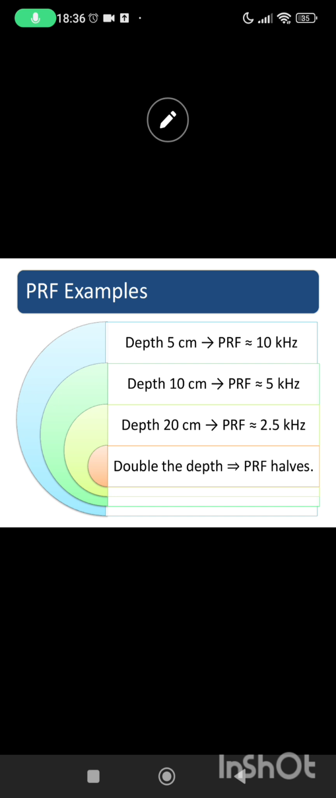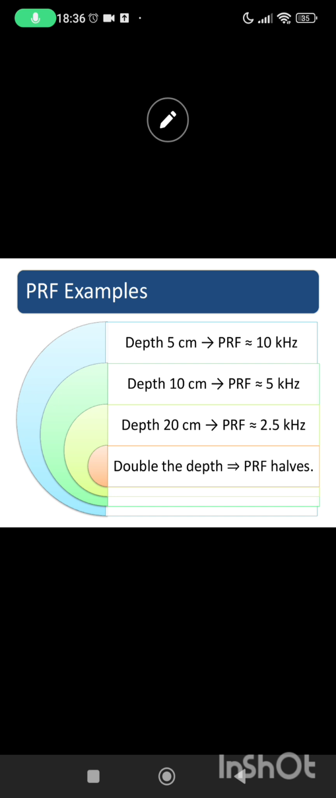So if depth is 5 cm and PRF is 10 kHz, when we double the depth to 10 cm, what happens to the PRF? It reduces by half. Yes, it reduces by half. And when we further increase the depth from 10 to 20, then what happens to the PRF?